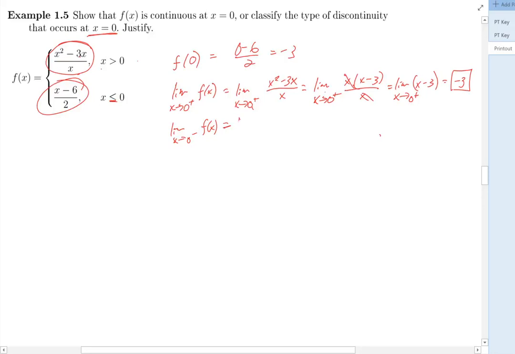For this one, I'm going to do something similar. Plug in to this definition now. And now when I plug in 0, it's not a special case. There's not 0 on the bottom, so I just get 0 minus 6 over 2. Again, notice the limit disappears when I actually plug it in. And then there's my answer. Okay. Now looking at this, all of them match. So what does that automatically mean? That is continuous. And so if it were multiple choice, bubble continuous, move on.